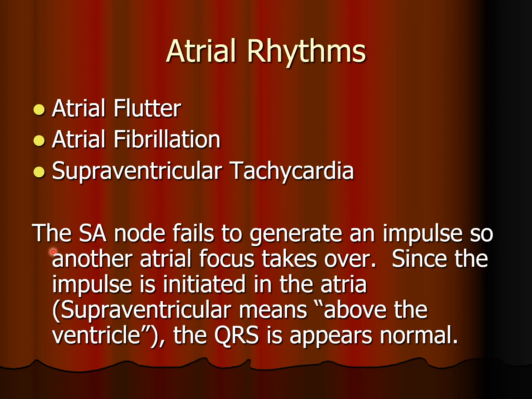So the SA node, for whatever reason, fails to generate an impulse, so another atrial focus takes over. All right, so since the impulse is initiated in the atria, supraventricular just means above the ventricle. So the QRS usually appears normal. We usually have a nice skinny Kendall, okay?